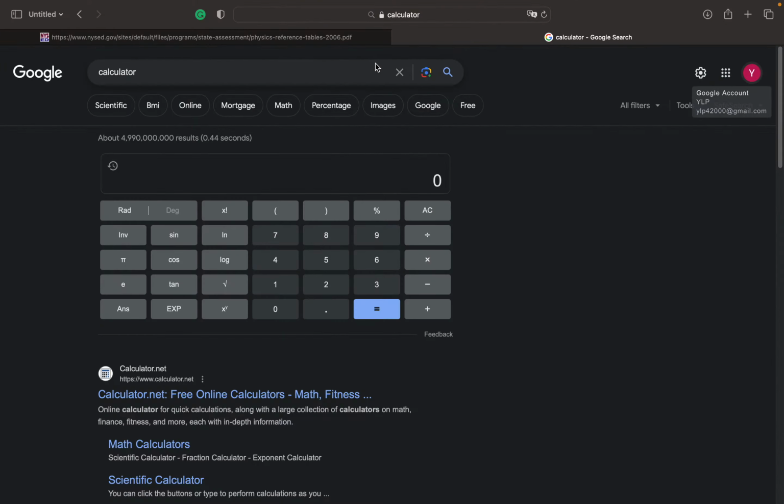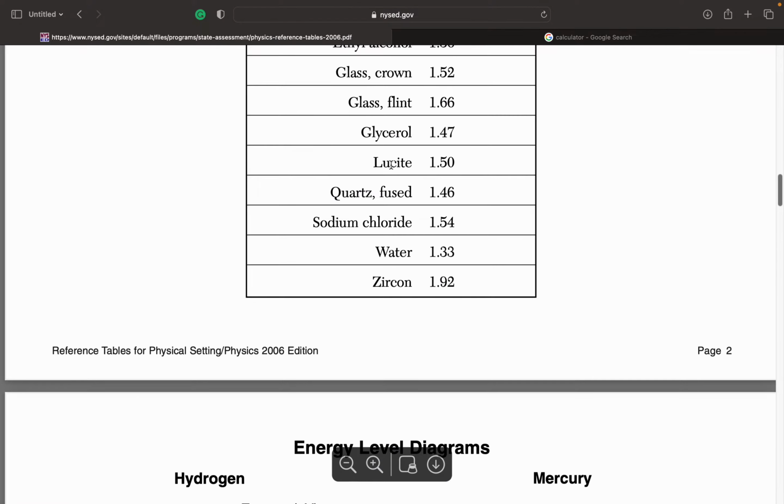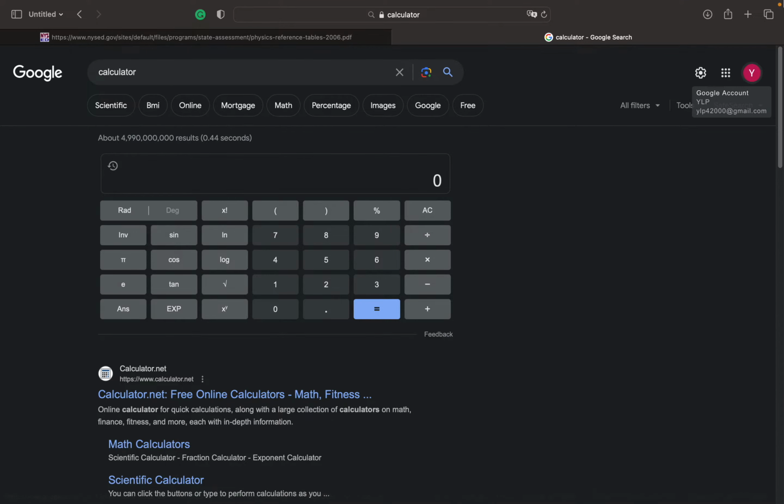I also have, in another tab, the calculator and the physics reference table in case we need to use it for any problems.